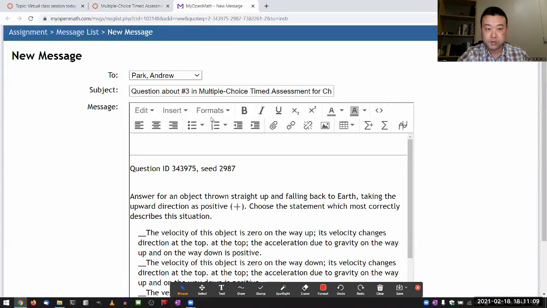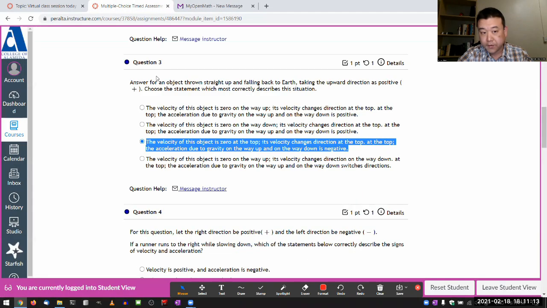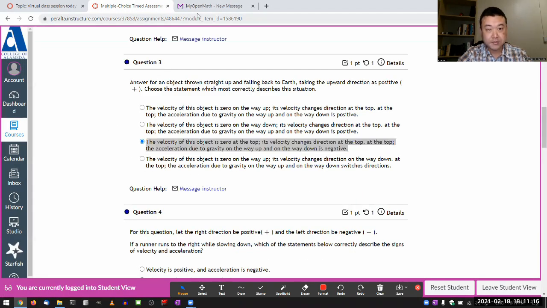First, open the message instructor window. Now, don't waste time doing this, because 10 minutes is very short. I've opened this, so I can do that after I'm done. But for now, I'm going to do my best to answer this.